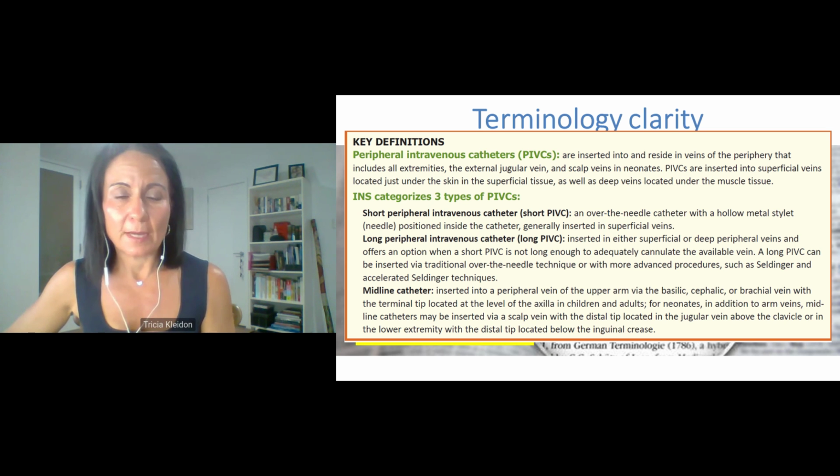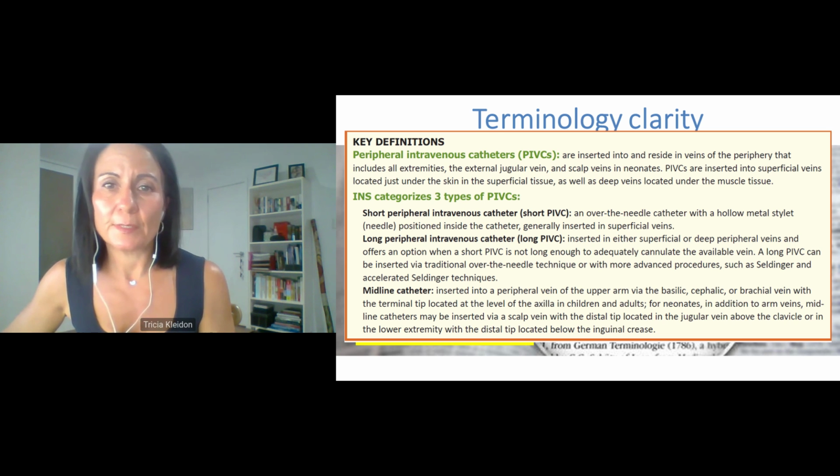And then also amongst the peripheral catheter suite is the midline catheter, and this is generally inserted into a peripheral vein of the upper arm via either the basilic, cephalic or brachial vein, and the terminal tip is located at the level of the axilla in children and adults. And for neonates, in addition to the arm veins, midline catheters may be inserted via scalp veins, and the distal tip is located in the jugular, above the clavicle, or in the lower extremity, with the distal tip located in the inguinal crease. So how do we choose which peripheral intravenous catheter to insert?